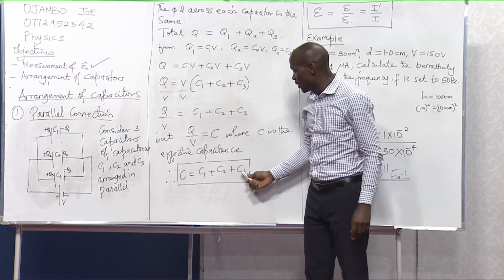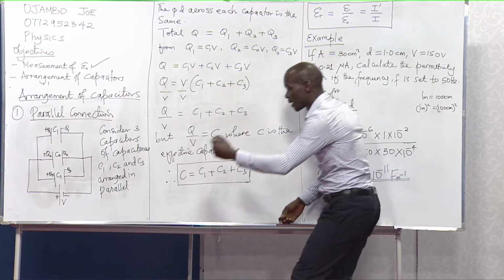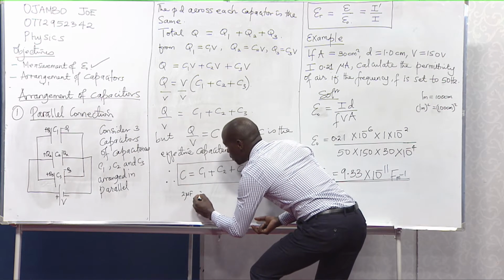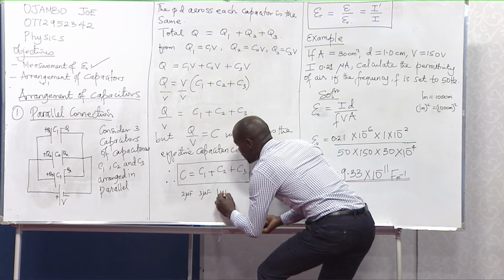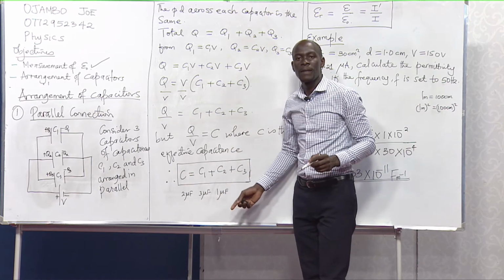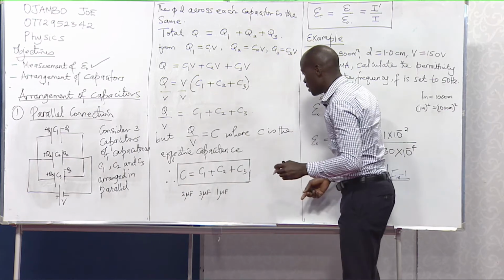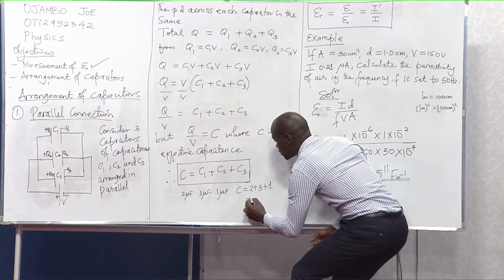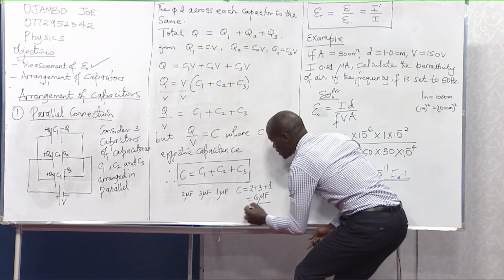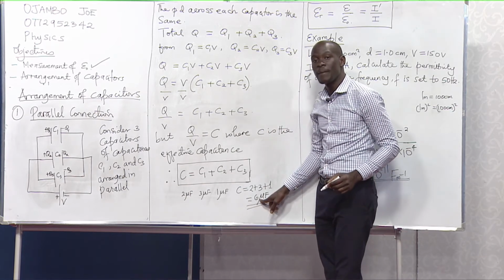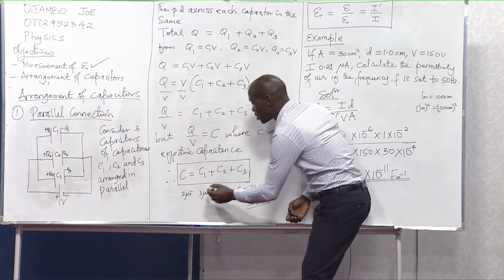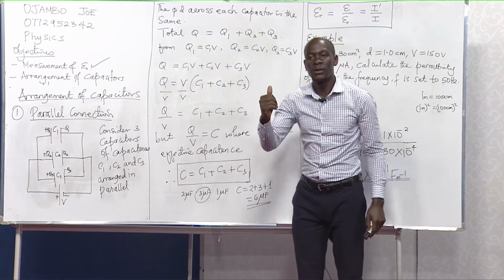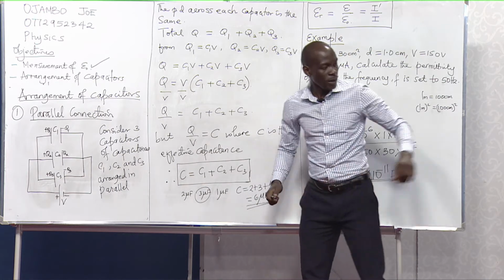Why? You see, let's look at something very quick here. You imagine you have capacitors of 2 microfarads, 3 microfarads, and 1 microfarad, and they are in parallel. And I went ahead and found the total capacitance. It would simply be, C would be equal to 2 plus 3 plus 1, which is equal to 6 microfarads. So you can see that the value 6 is bigger than even the biggest individual capacitance, which is what? 3. So by placing capacitors in parallel, you will be increasing the capacitance. So that is the relationship.